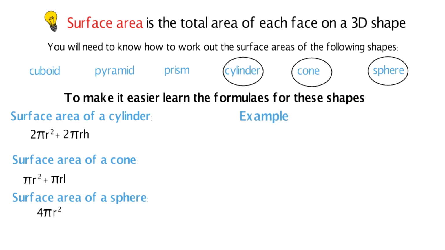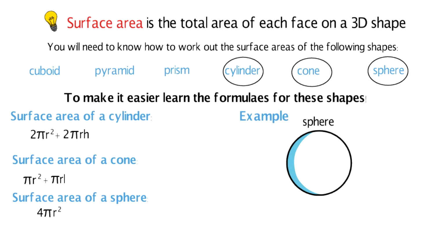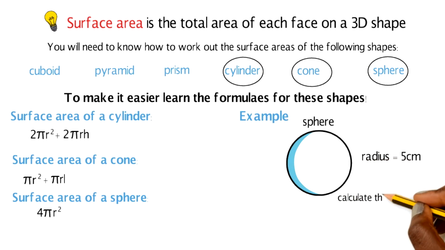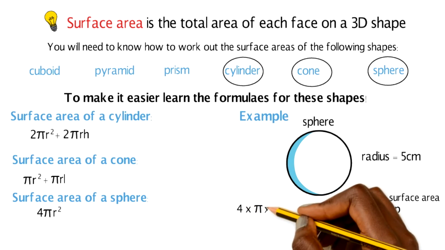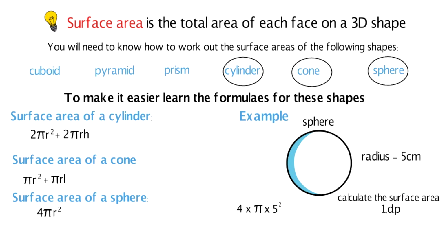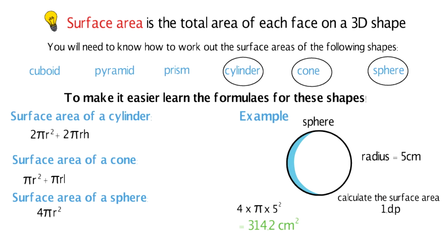So we're going to go through a working example. So an example here is we have this sphere, and the radius of the sphere is 5 centimeters. And the question says calculate the surface area of this sphere to 1 decimal place. So using the formula given before, which is 4 pi r squared, we are going to replace the r with 5, because 5 is the radius, and that should give you 314.2 centimeters squared.